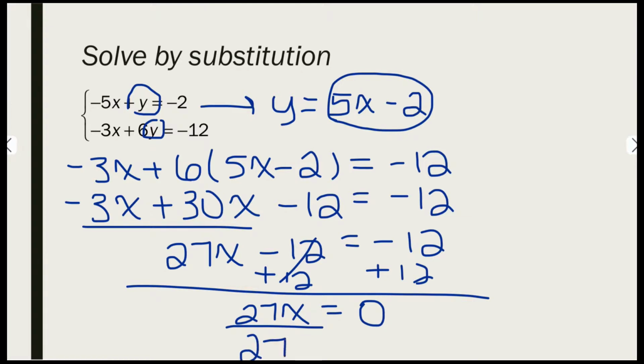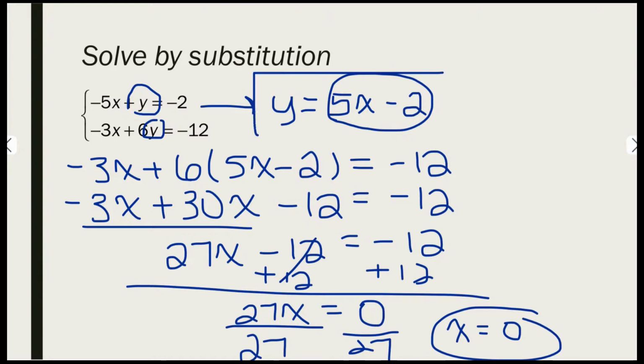And then dividing the 27 on both sides, we know 0 divided by any number is always going to give me 0. So x is equal to 0. That's the first half of my answer. I now need to go back and find what y is in order to write my ordered pair.